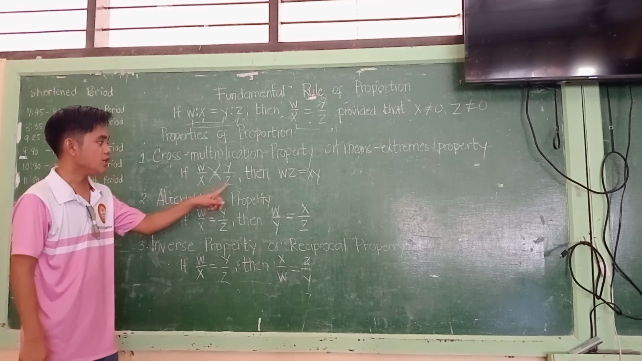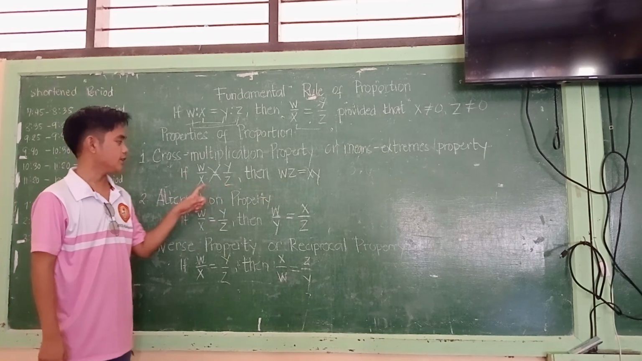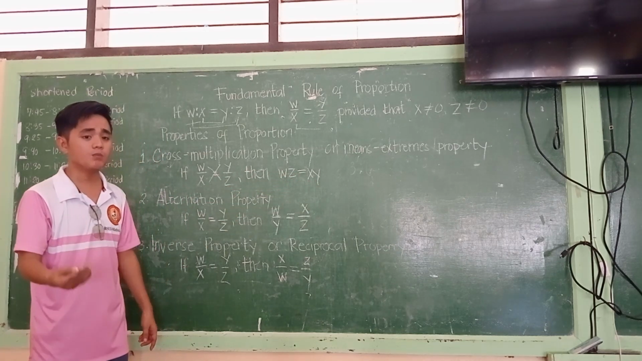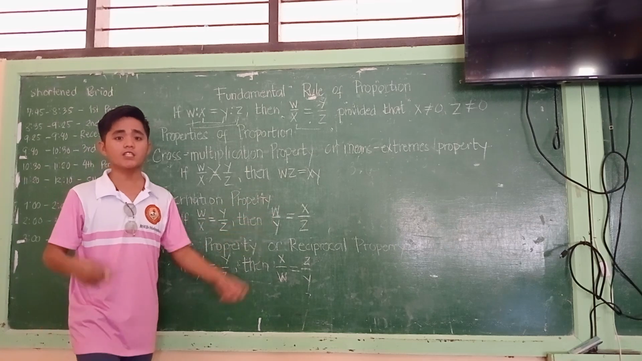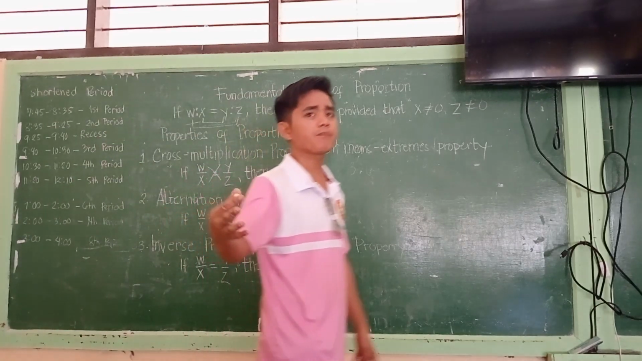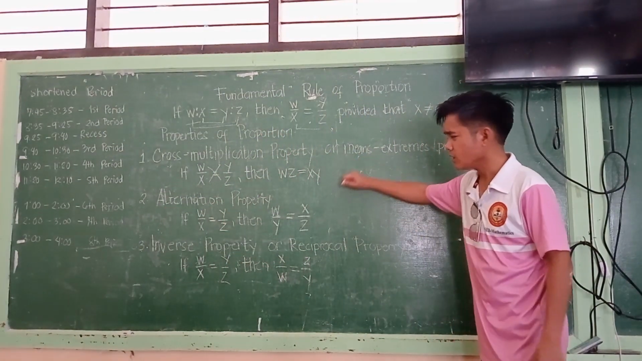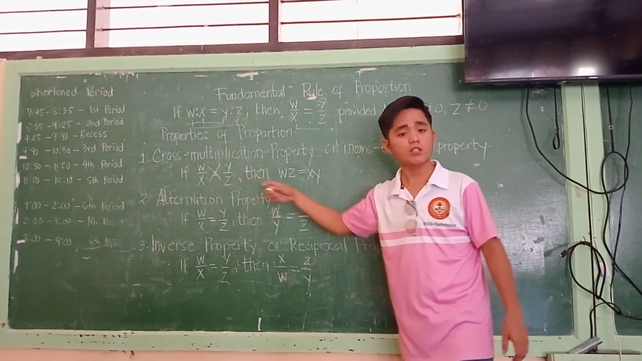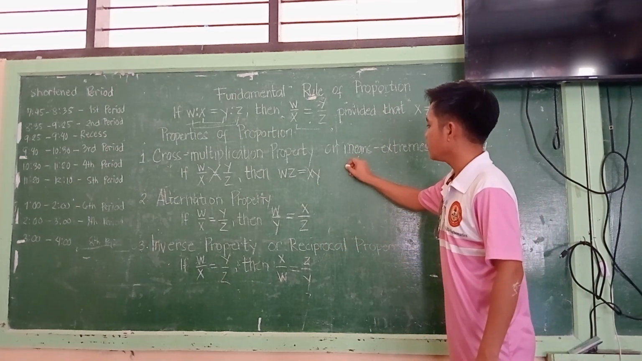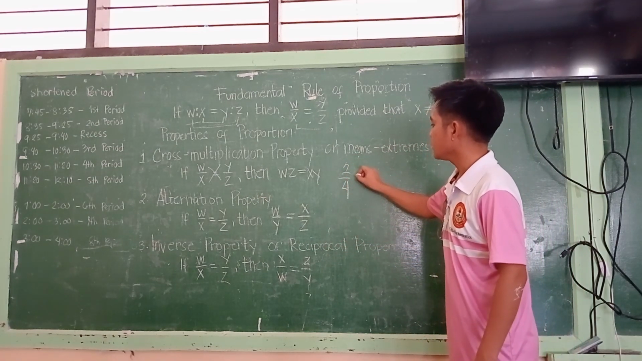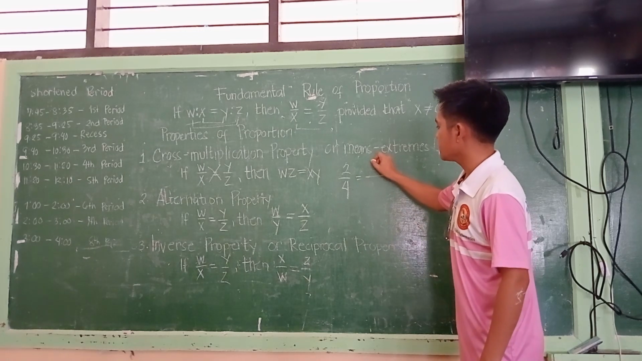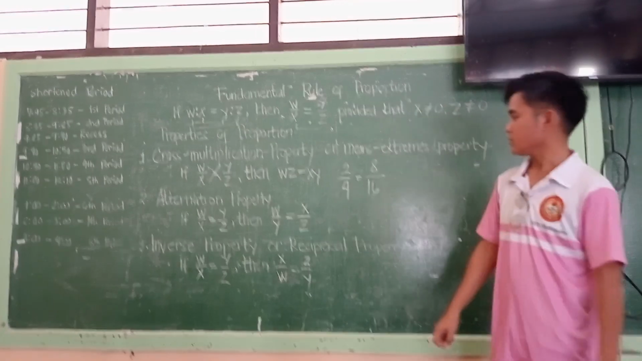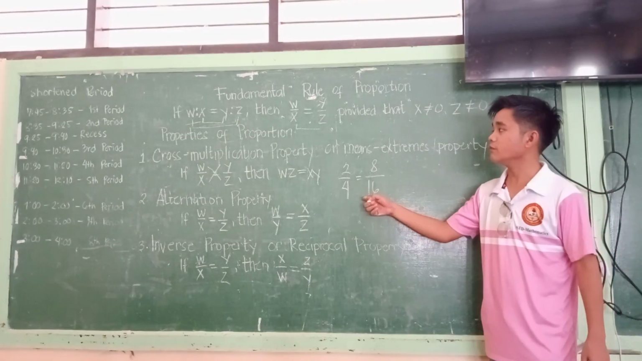So w times z is equal to wz. And x times y is equal to xy. That is just a cross multiplication. Okay, let's put that into perspective by having an example of a proportion in fraction form. We're going to use fraction form and the cross multiplication property. So let's have 2 over 4 is equal to 8 over 16. So we have here an example of a proportion.